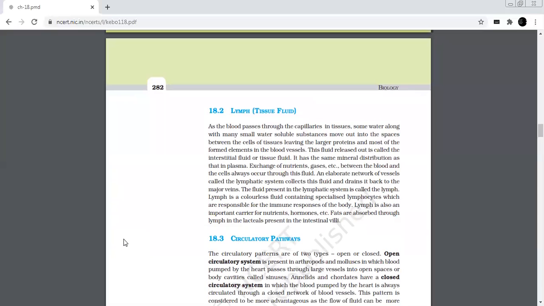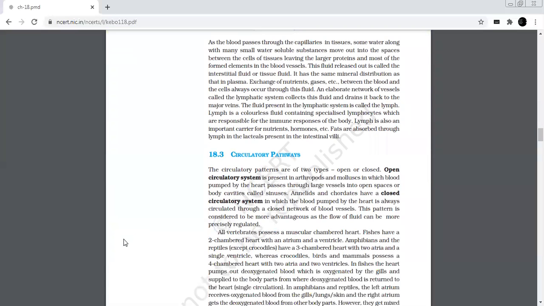Let us come to the lymph. If we say what is the composition of lymph, it is colorless, containing a high concentration of WBCs. The overall composition of lymph is similar to blood, but there is absence of RBC in it. It also contains all the ions present in the blood. Function of lymph: it acts as an important carrier of nutrients and hormones. Absorption of fat also occurs through lymph. It helps in keeping the tissue cells moist.